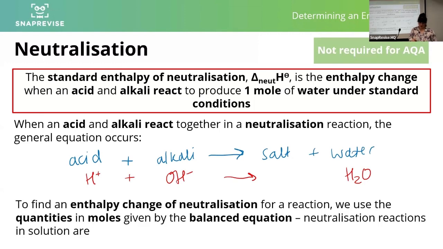Go back. To find the enthalpy change of neutralization for a reaction, we can't obviously use a combustion calorimeter because that's for measuring combustion. So we need to use a neutralization calorimeter. This can also be used for other reactions as well, so it is actually more general than just neutralization reactions. To find the enthalpy change of neutralization for a reaction, we use quantities in moles given by the balanced equation. So you're going to need to follow the amounts in moles. Neutralization reactions in solution are exothermic. That means they give out energy and the overall enthalpy change is negative.